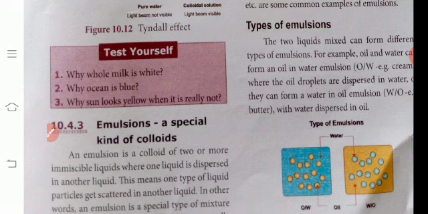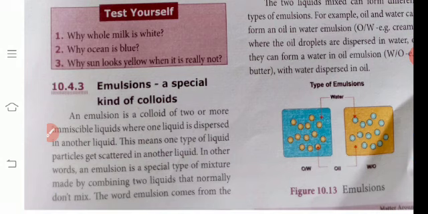Emulsions are a special kind of colloids. An emulsion is a colloid of two or more immiscible liquids where one liquid is dispersed in another liquid. This means one type of liquid's particles gets scattered in another liquid. In other words, an emulsion is a special type of mixture made by combining two liquids that normally do not mix. What is meant by emulsion?